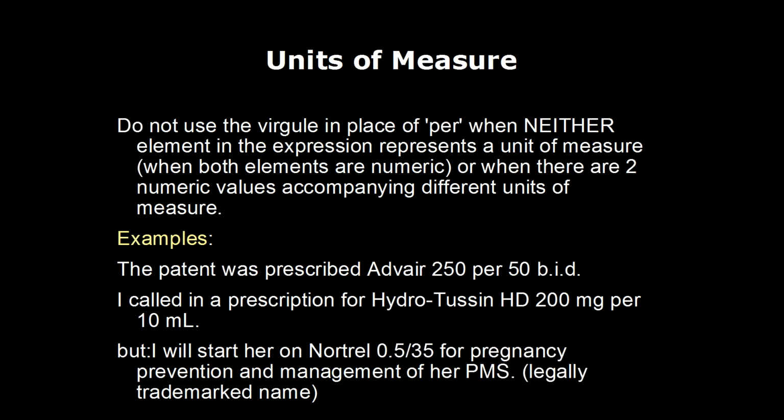So you can see there that there are two numeric values accompanying different units of measure. So there's a numeric quantity for the milligrams, but there's also a numeric quantity for the milliliters, but they're different units. So when that happens, you cannot use the /. You actually have to use the word per, okay? This is one of those, lots of stuff to remember in this one. And then there's a but, of course. It says, I will start her on Nortrel 0.5/35 for pregnancy prevention and management of her PMS. Why is that allowed?